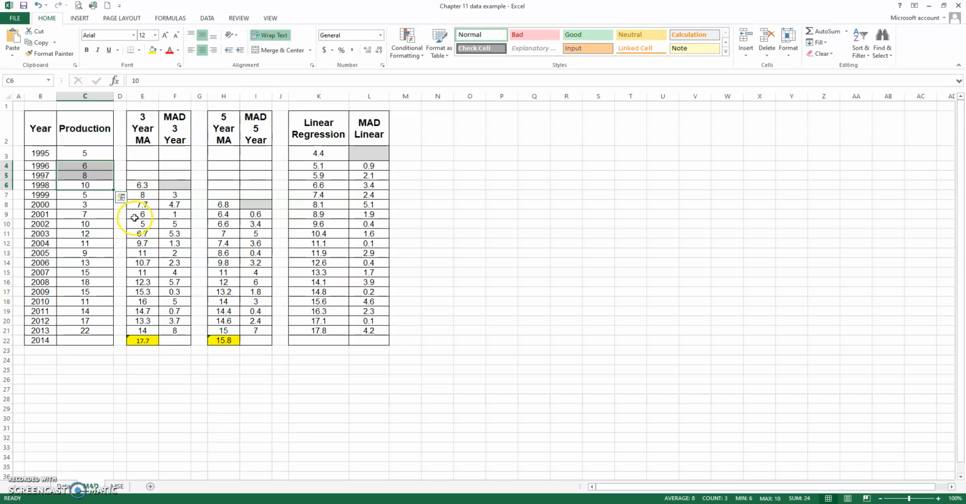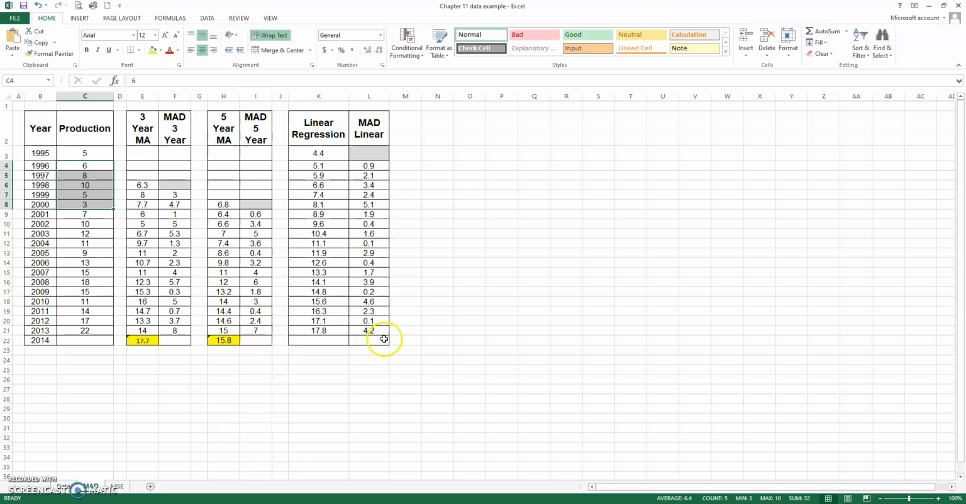As we move down the time series, for example, 6 would be the average of 10, 5, and 3. Those values add up to 18, and 18 divided by 3 gives us 6. Same thing with the 5-year moving average. 6.8 is the average of the first 5 years of data. 6.4 is the average of the next group of 5. So we can develop these moving averages.